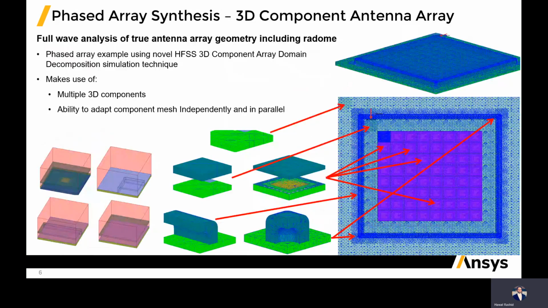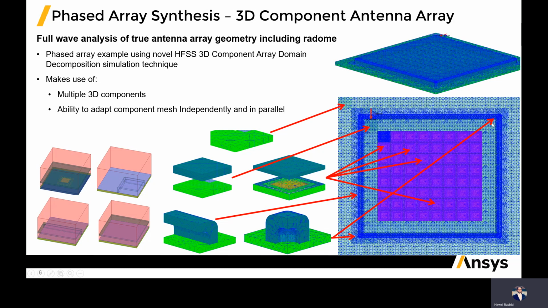So going now to constructing the 3D component array, we use a full wave analysis of a true antenna array geometry, including radome. So here we are using 3D components, the domain decomposition simulation technique. This, as I was saying, makes use of that we can create the entire array using a few 3D components. As I was also saying, these 3D components have the ability to mesh independently and also in parallel.